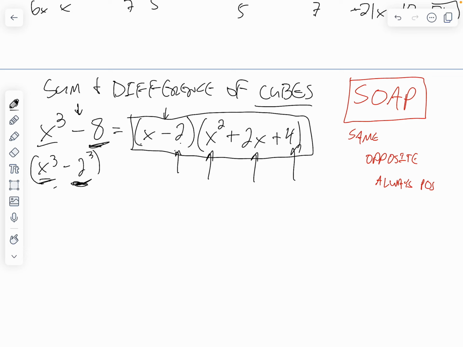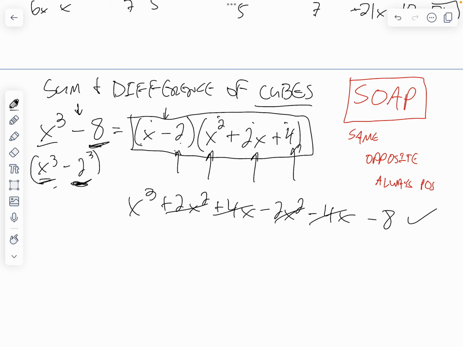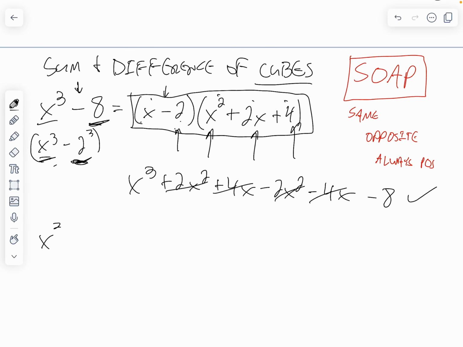So if I FOIL this out, well, not FOIL, but expand, we're going to have x cubed, that's x times x squared, plus 2x squared, and then plus 4x. So that was multiplying x by each of the three terms. And then we're going to have a minus 2x squared. That's looking good. Those cancel. Then we're going to have a minus 4x. That's good. Those cancel. And then we're going to have a minus 8, which is exactly what we started with, x cubed minus 8.